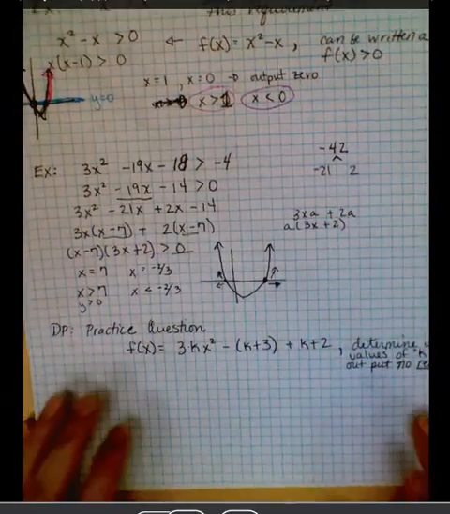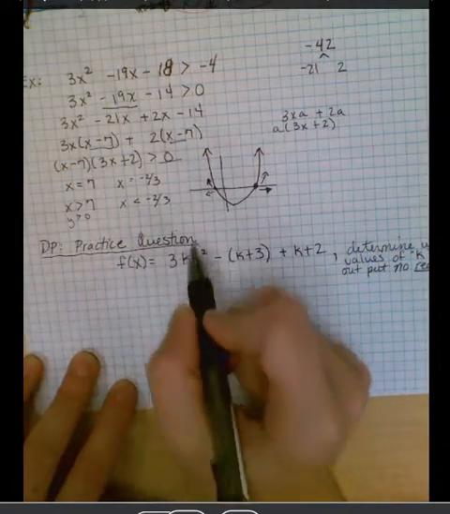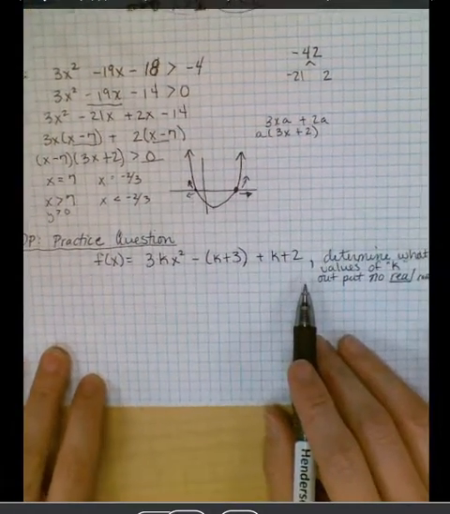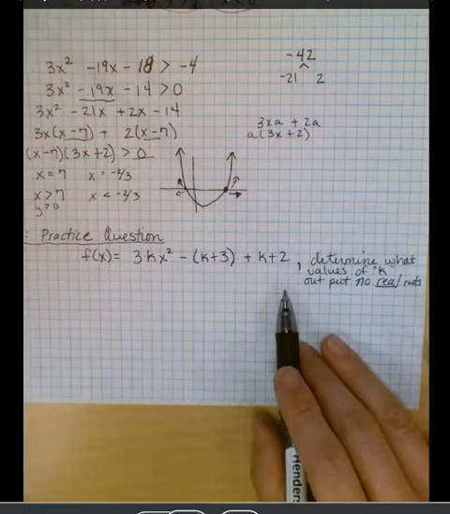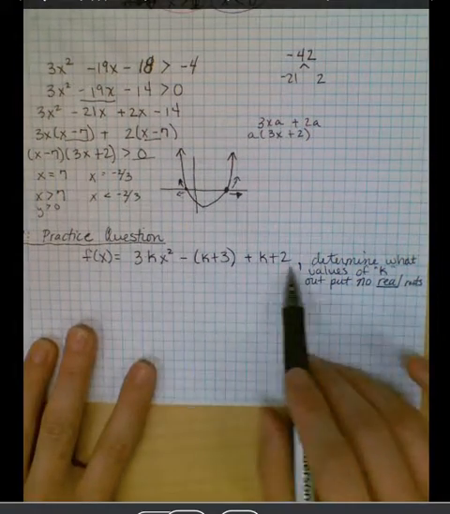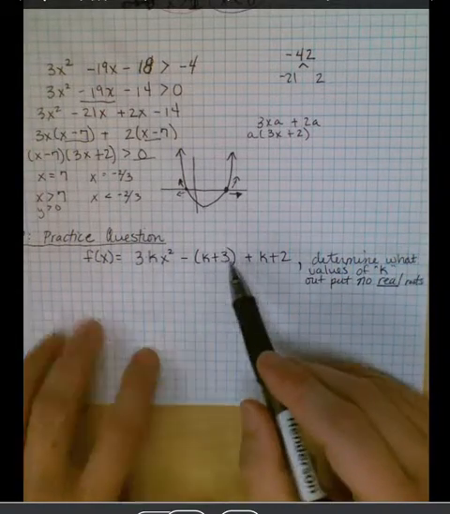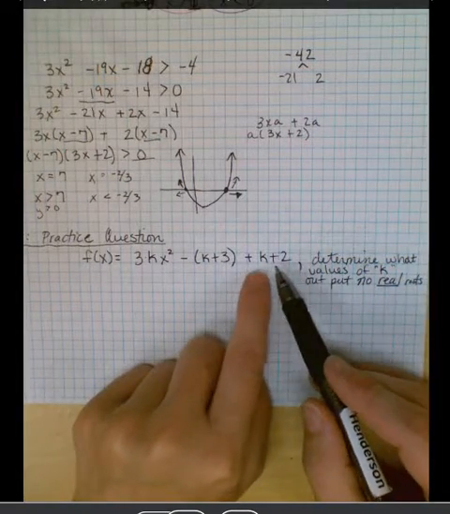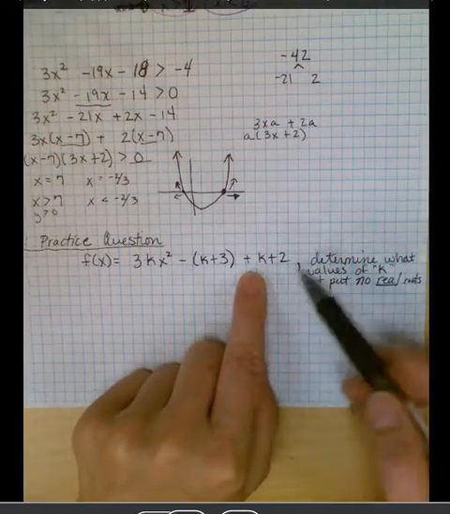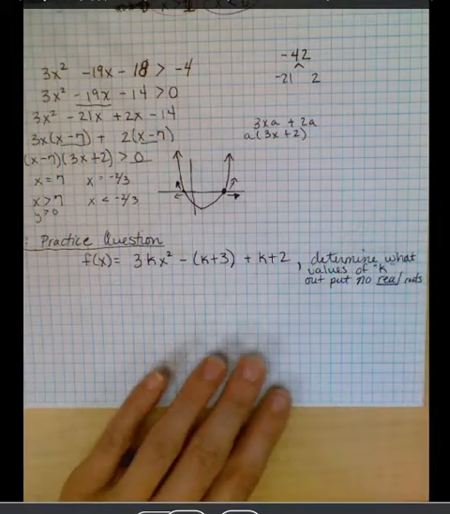Okay. Practice question from DP's style questions. We looked at one of these a while back. I've seen lots of these show up, or similar types of questions show up. So it says f of x equals 3 times some number x squared minus some number k plus 3 plus some number k plus 2. And it wants to know what values of k would output no real roots.